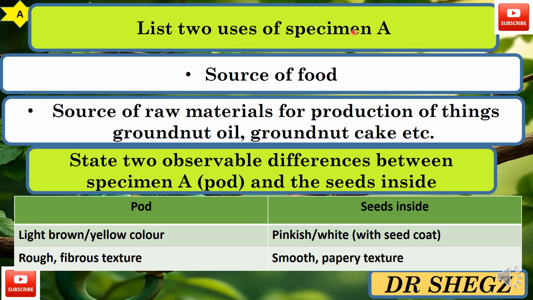So list two uses of specimen A. It's a source of food, and a source of raw materials for production of things like groundnut oil, groundnut cake, etc. Then state two observable differences between specimen A, the pod, and the seeds inside. The pod is light brown in color. The seeds are pinkish in color. The pod is rough and has a fibrous texture, while the seed inside is smooth and has a papery texture.